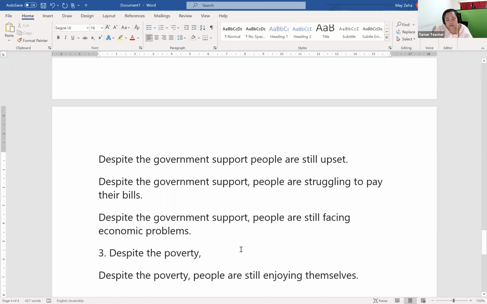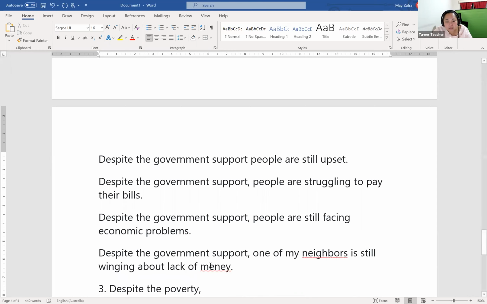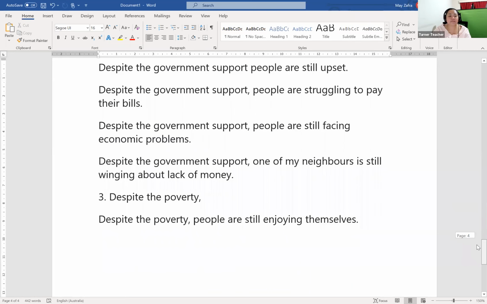Okay. Money. Despite the government support, the small businesses are still struggling with the rental fees. Are still struggling with the rental fee. Rental. This is American English spelling. Okay. Beautiful. Despite the poverty, the real estate prices for land are skyrocketing in urban spaces.